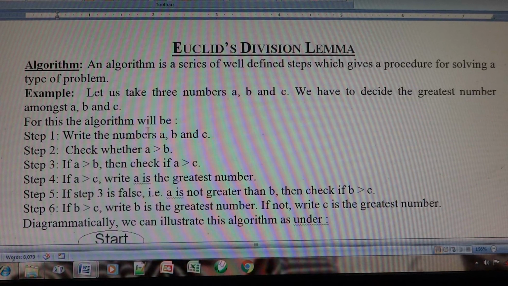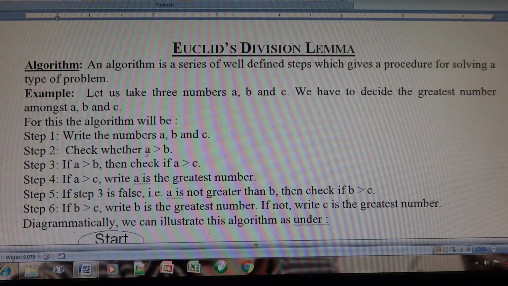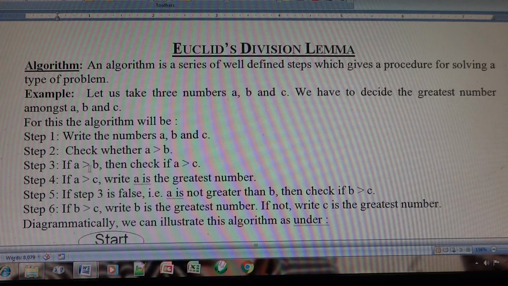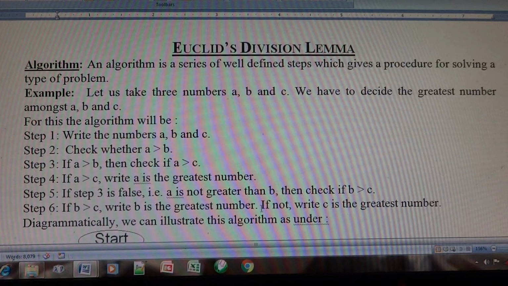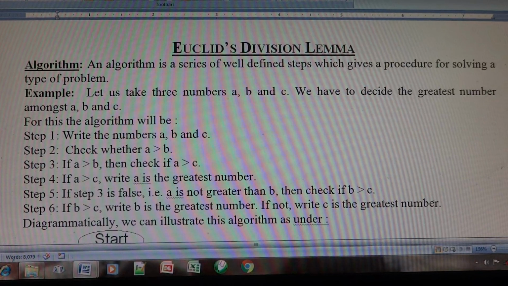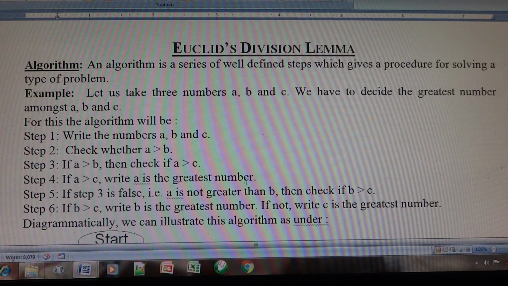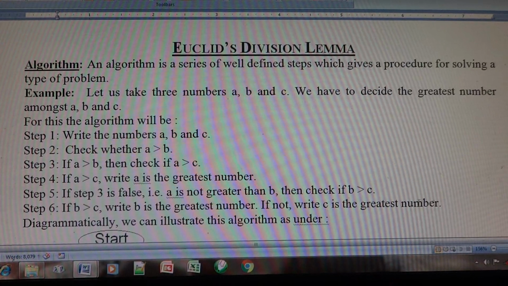We have to decide the greatest number amongst a, b and c. For this, the algorithm will be: step 1, write the numbers a, b and c. Check whether a is greater than b. If a is greater than b, then check if a is greater than c. Now if a is greater than c, write a is the greatest number. If step 3 is false, that is a is not greater than b, then check if b is greater than c. If b is greater than c, write b is the greatest number. If not, write c is the greatest number.